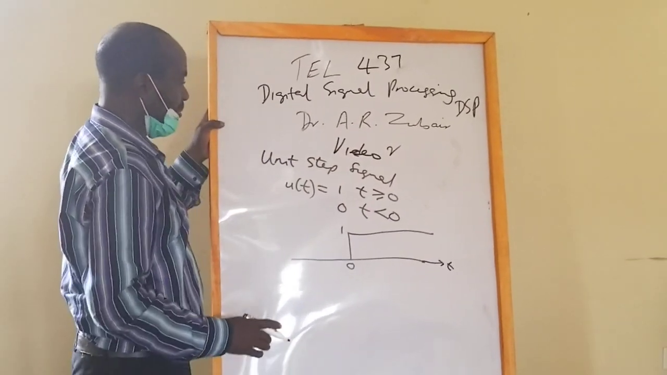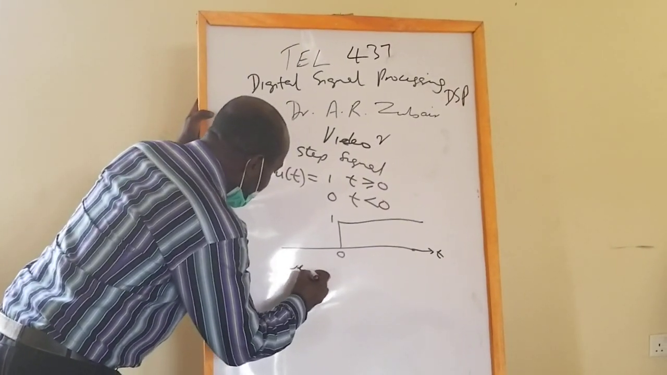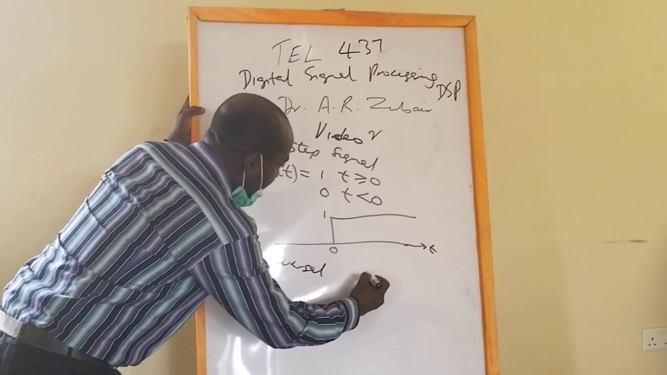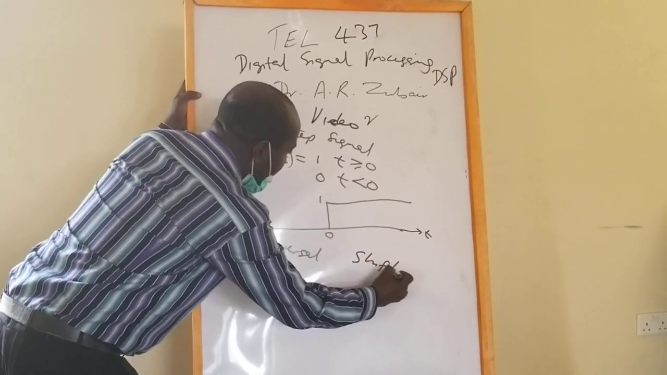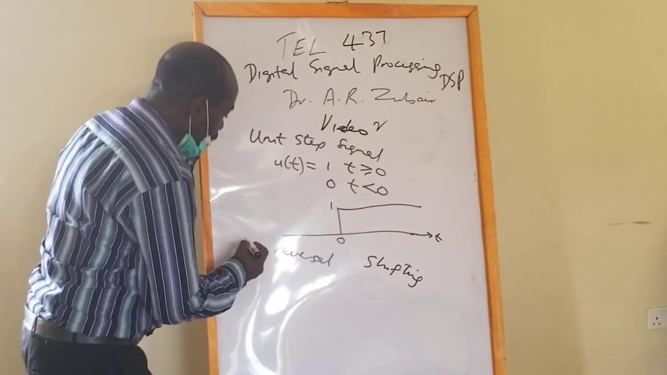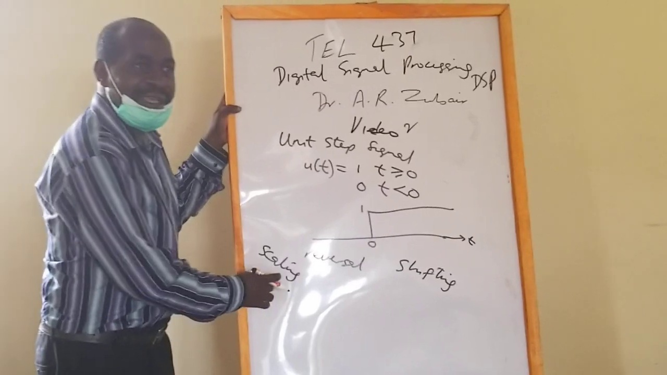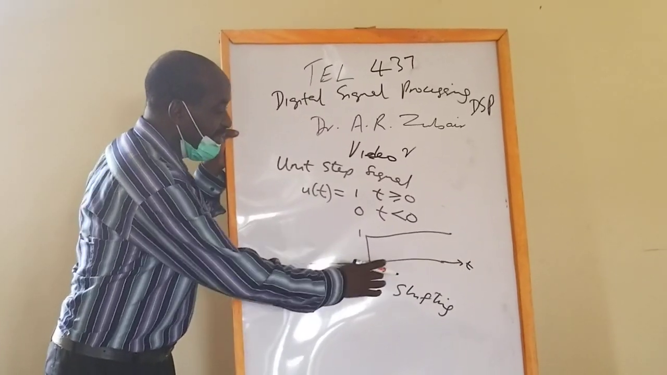Now, there can be reversal, and there can be shifting. There can also be scaling. I'm talking of 3 things: scaling, reversal, shifting.